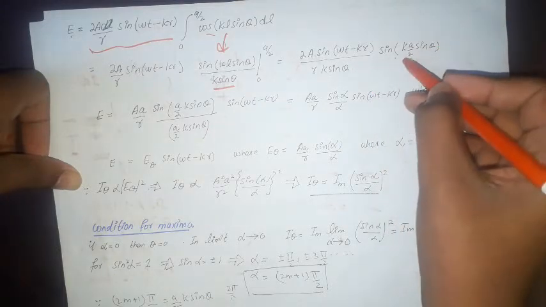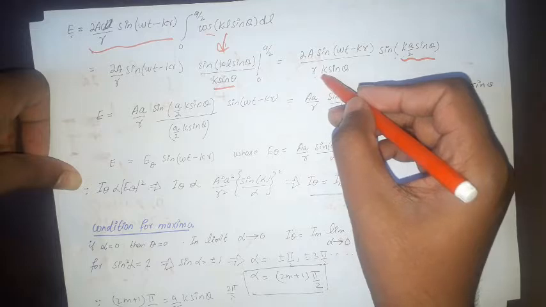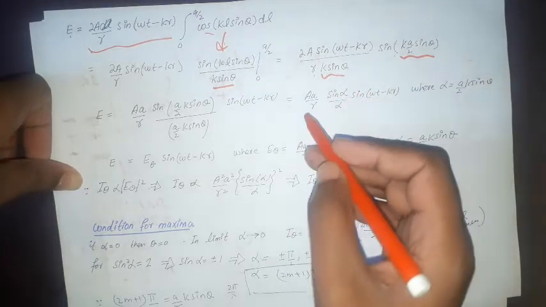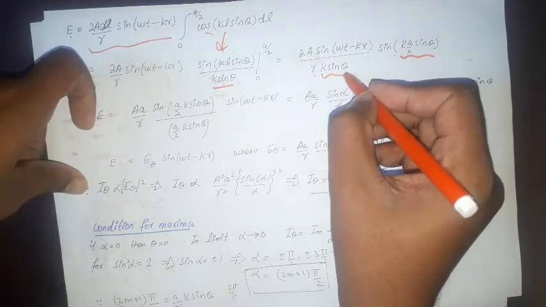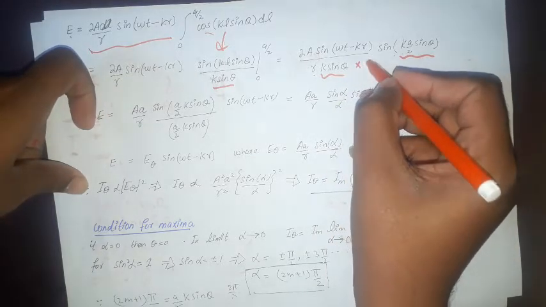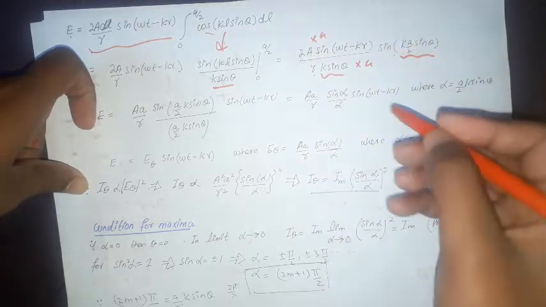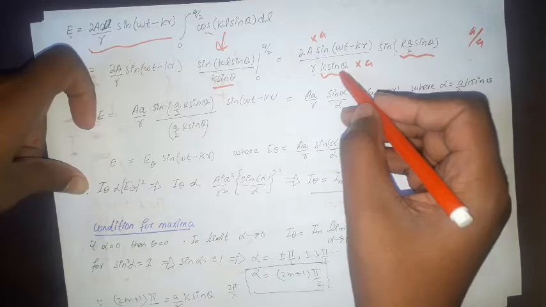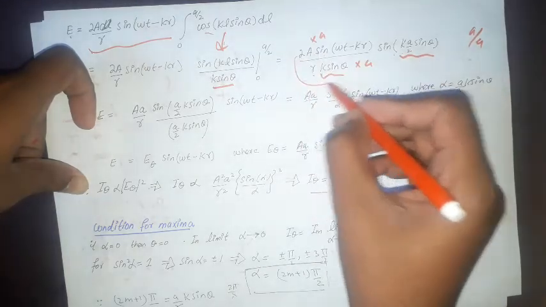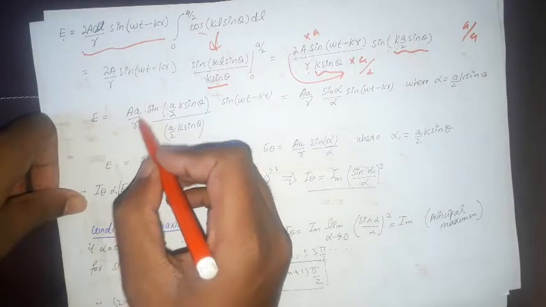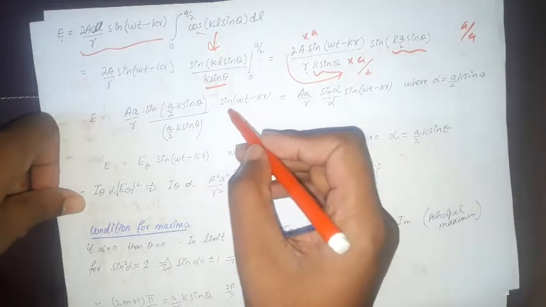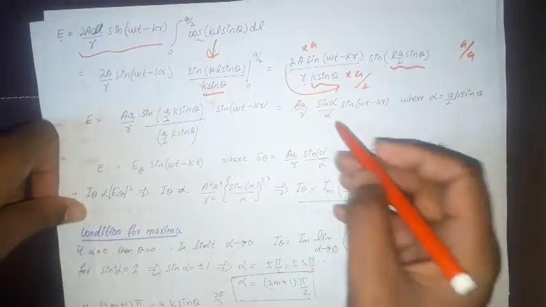Look here at this angle. I want to make these the same at this denominator. So I need to multiply this by a, that is, dividing and using this. And next we need to get 2, so this 2 is here, I can bring it here, so this gives me a by 2. Rearranging this, I will get a by r into sine of a by 2 k sine theta, over a by 2 k sine theta, into sine of omega t minus kr.